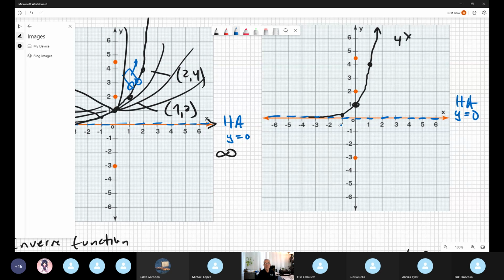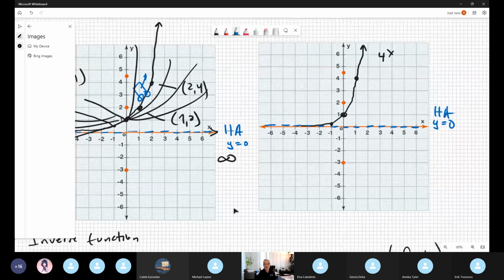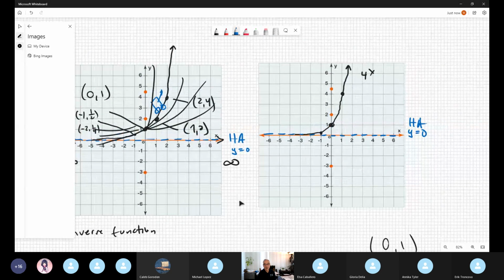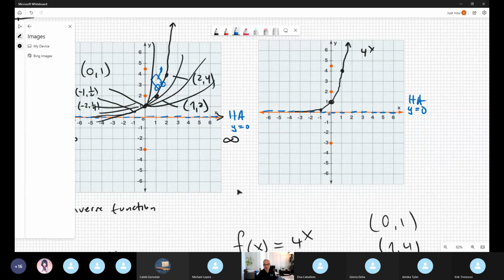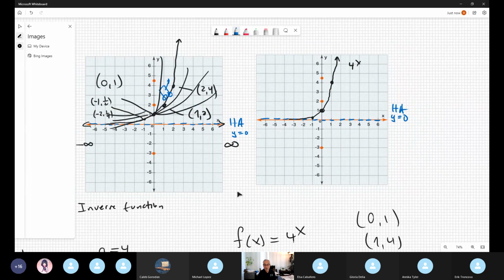And I did the graph in 5 seconds. The graph, 3 points, depends on the base. I know that it's exponential growth because the base 4 is greater than 1. And that's it. End of the story. Cool?